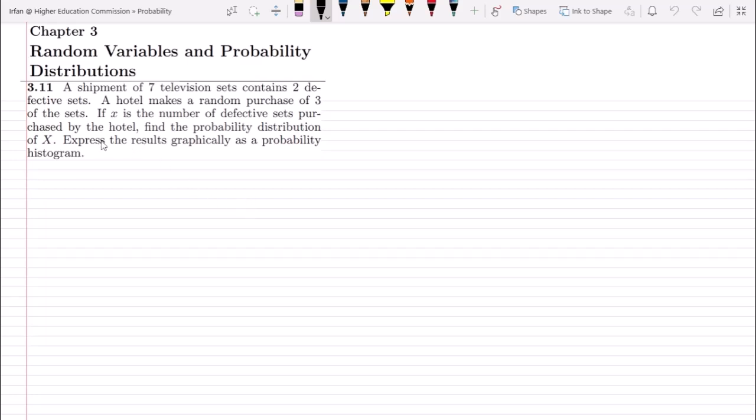This is chapter 3, which is related to random variables and probability distributions, and today we are going to solve question 3.11.